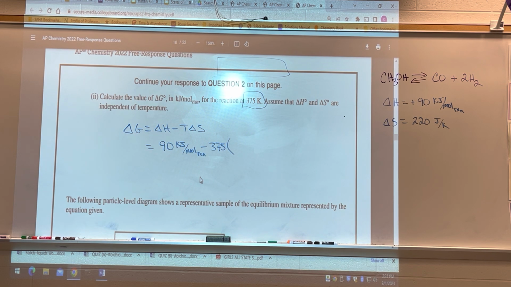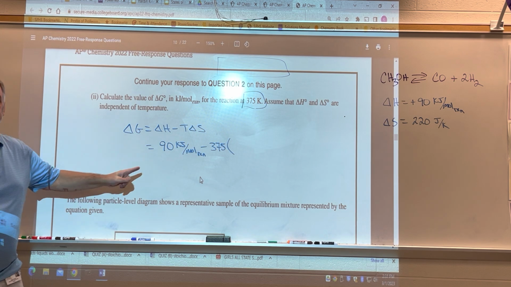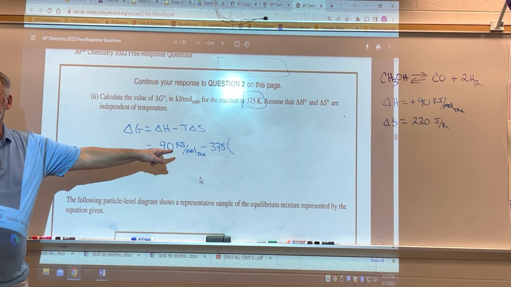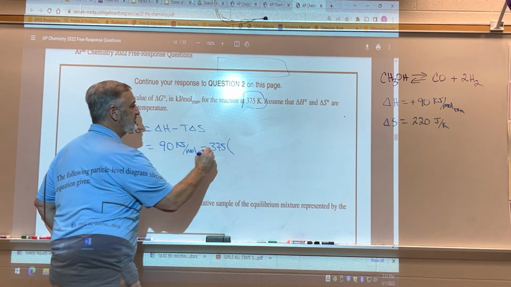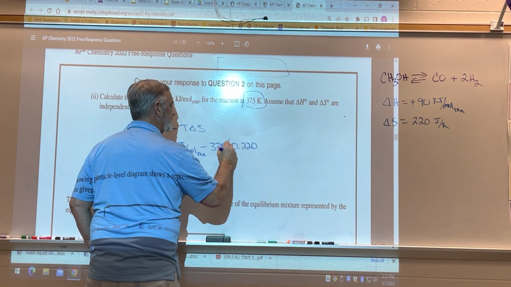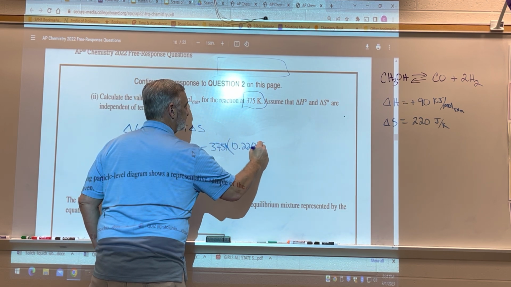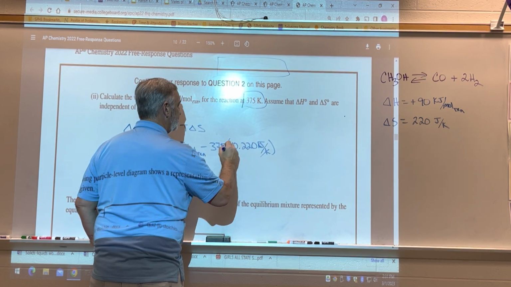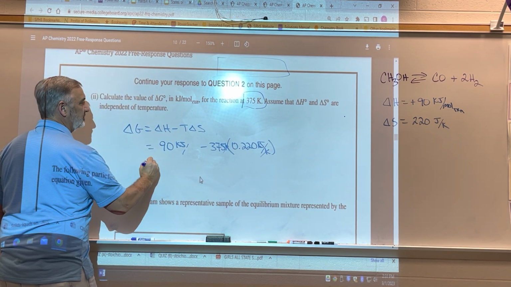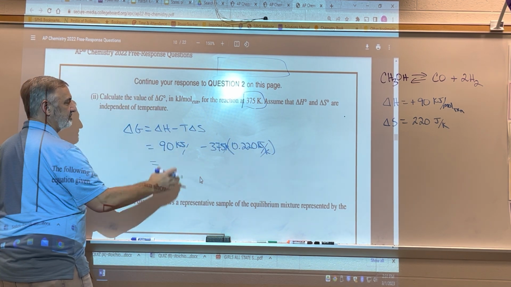Convert to kilojoules by dividing by 1,000, because they have to be in the same unit. The mistake that people make is that they don't convert this, that they don't make the units match. So it's going to be 0.220, and this is kilojoules now per K. So the K's cancel, and this mole reaction isn't really even a unit. So 90 minus.